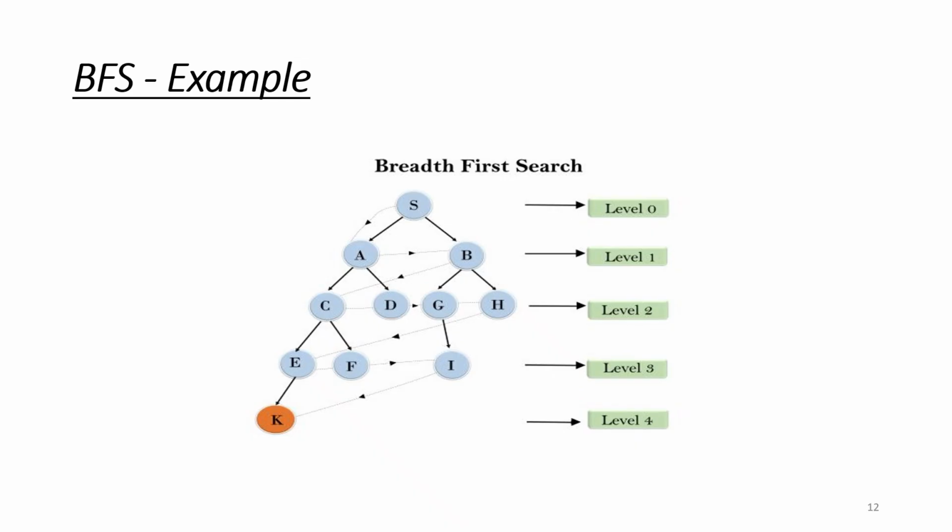Next, B goes to C, and then C is visited, and then again it comes back to the level-based order: C to D, D to G, and then G to H. Once H is over and there is no other node, it comes back to the E part, with E as the starting position of the left node. E travels to F, F travels to I, and I travels to K. So this is the end node. The start node is S, and the end node is K.